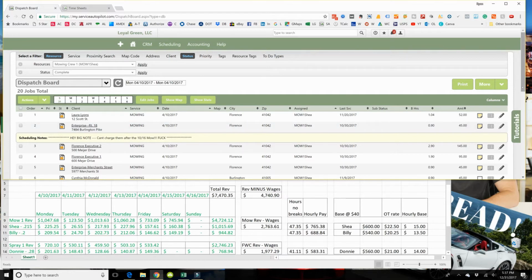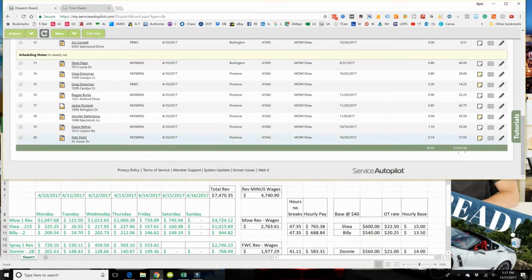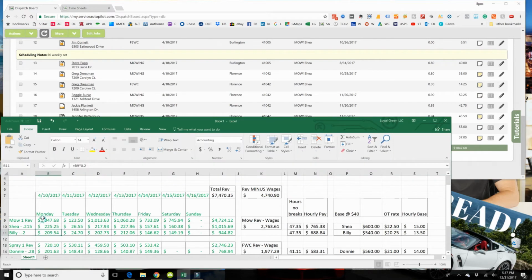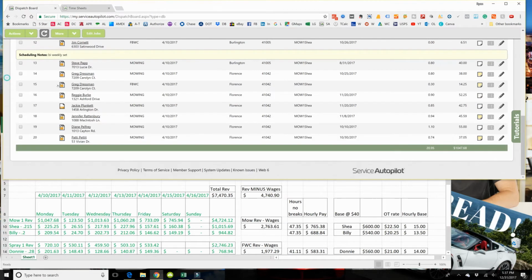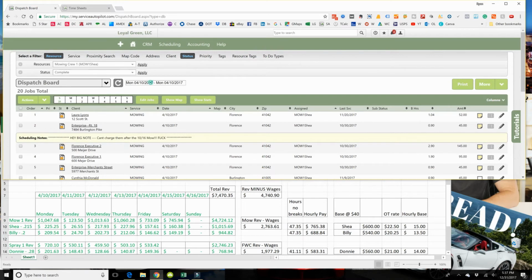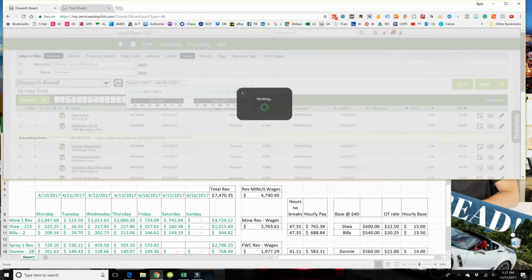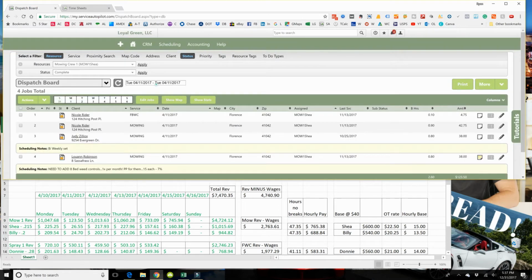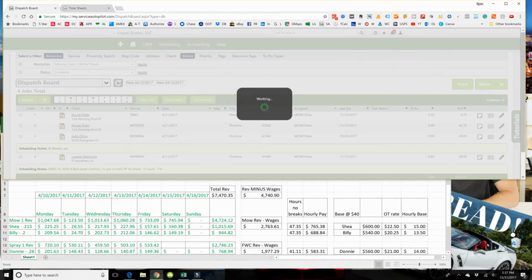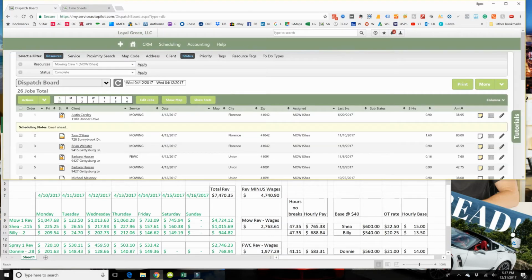And then I simply just scroll down here to the bottom, I get the total. And then I put that total into Monday. And then literally I just go through and I do the same thing. I go to Tuesday and I do it again. And then I go to Wednesday and I do it again. You know what I mean? So that's how I do this.